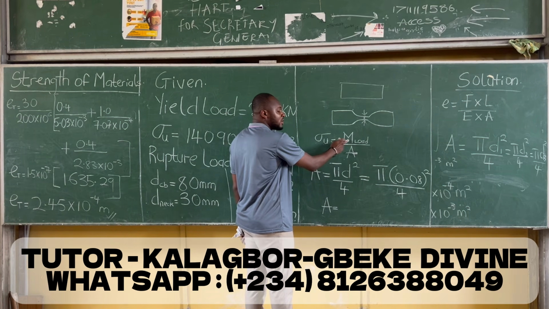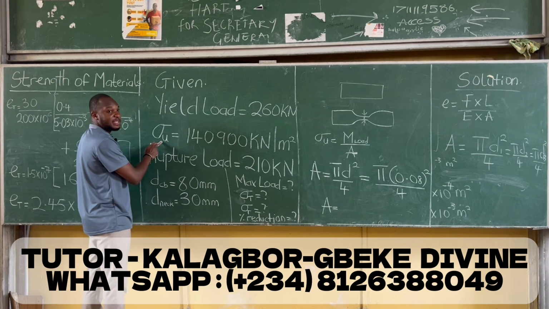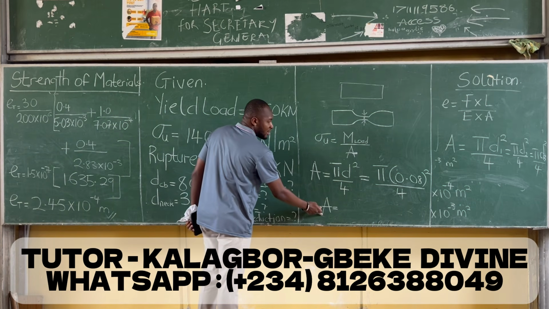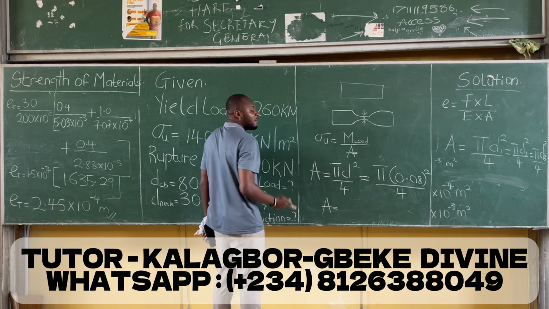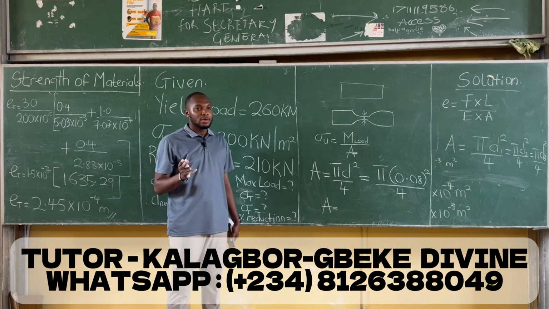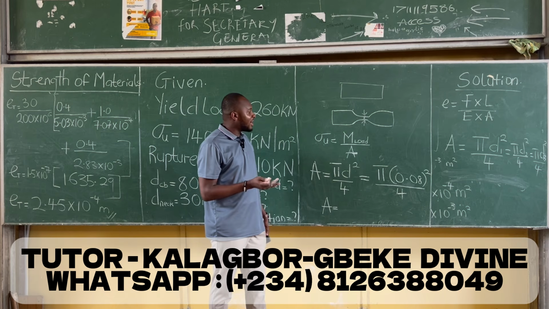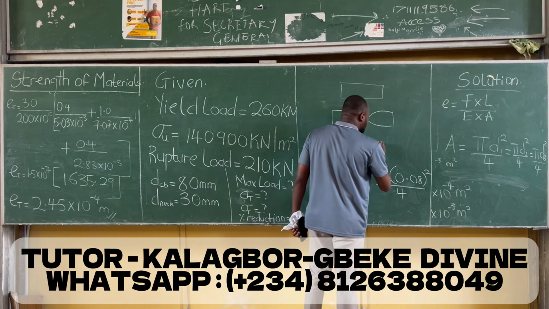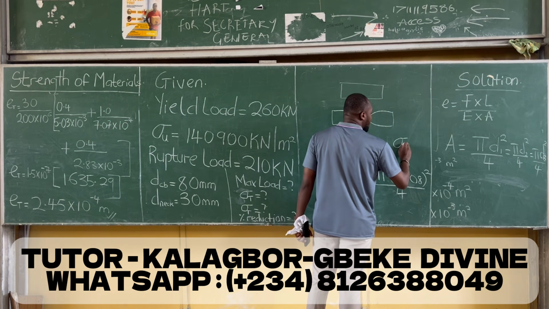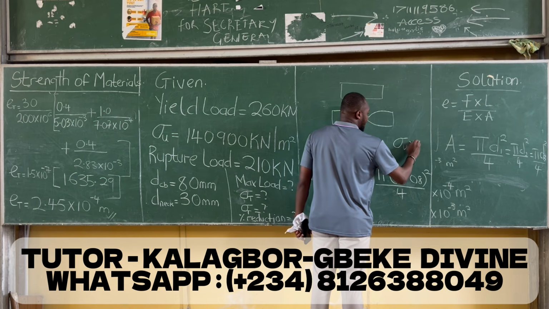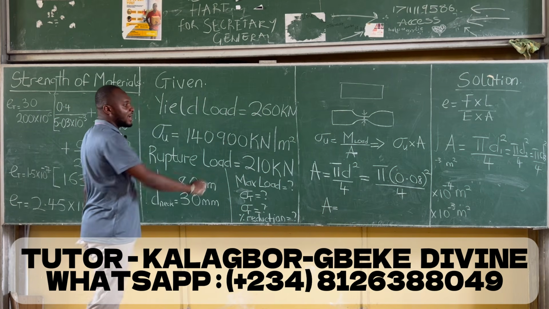Now, we are looking for maximum load, and we have ultimate stress. We are about to get our area. So remaining is the maximum load. We'll make maximum load the subject of the formula. To do that, we cross multiply. We will not throw it away, we just cross multiply. So we have maximum load equal to ultimate stress times area. So that's for the first one. Now please punch for the area.